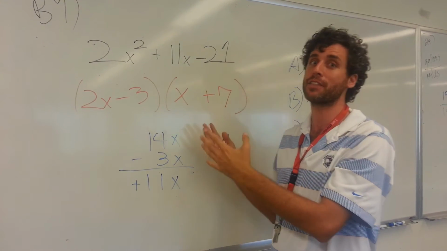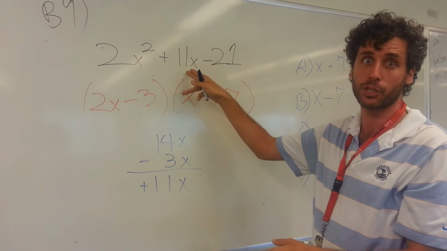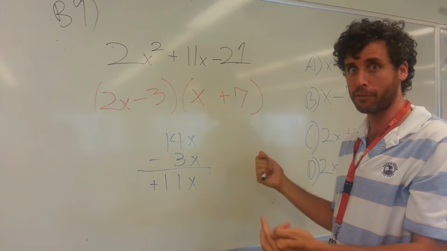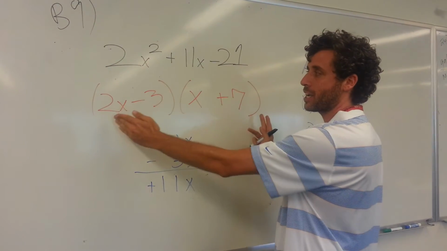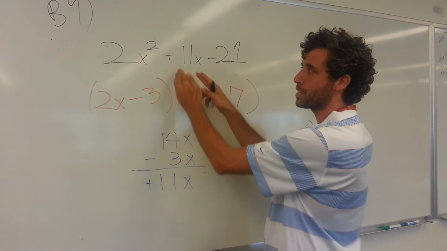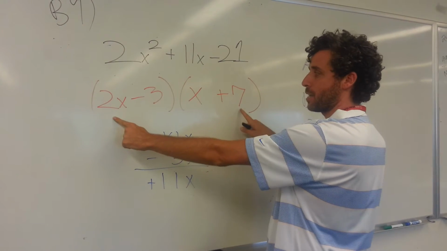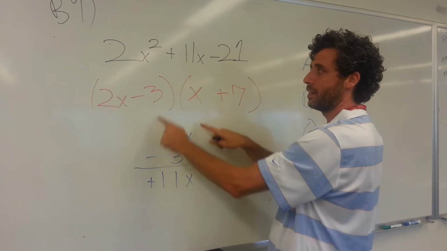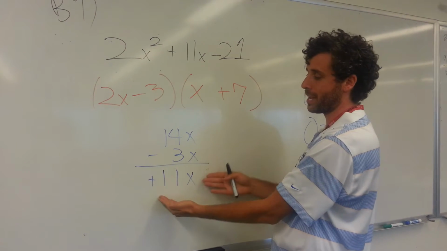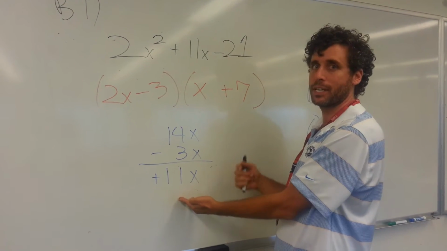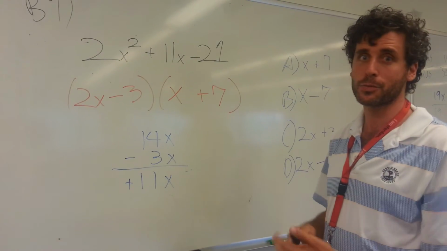First we have to check to see if the inner and the outer give us that middle term. So the whole thing would be FOIL: first, outer, inner, last. The first matchup, the last matchup, we have to check to make sure that the outer and the inner terms give us that middle term. 2x times positive 7 is a 14x. Negative 3 times x is a negative 3x. 14x minus 3x gives us the positive 11x. Now, we got lucky here because the answer was A.